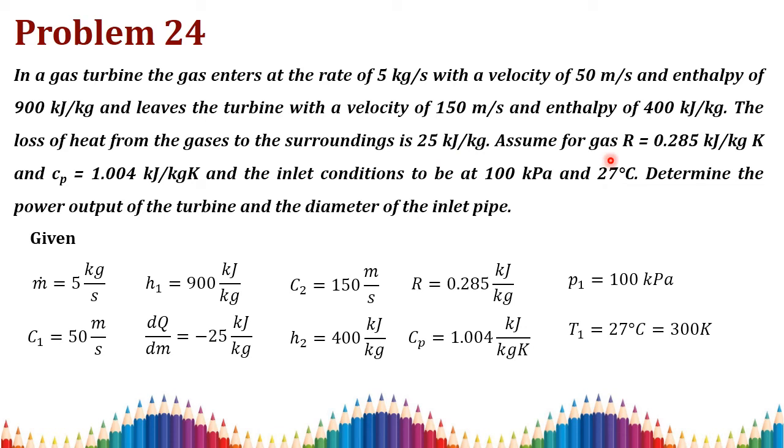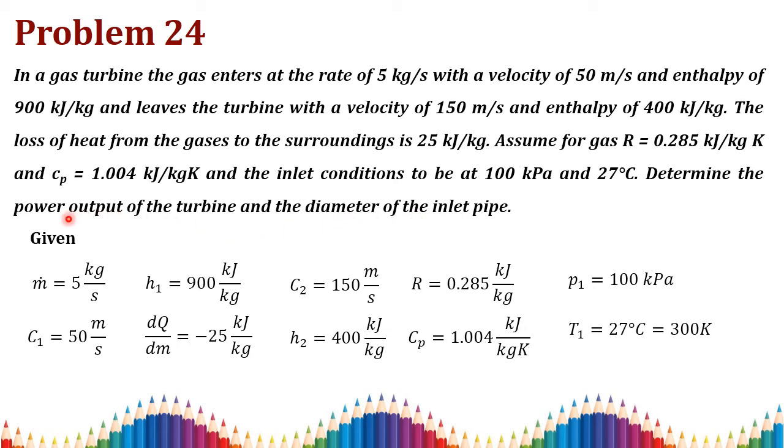Assume the gas constant R is equal to 0.285 kilojoule per kilogram Kelvin, and Cp as 1.004 kilojoule per kilogram Kelvin. The inlet conditions of the gas turbine are P1 is 100 kilopascal and T1 is 27 degrees Celsius. Determine the power output of the turbine and the diameter of the inlet pipe.